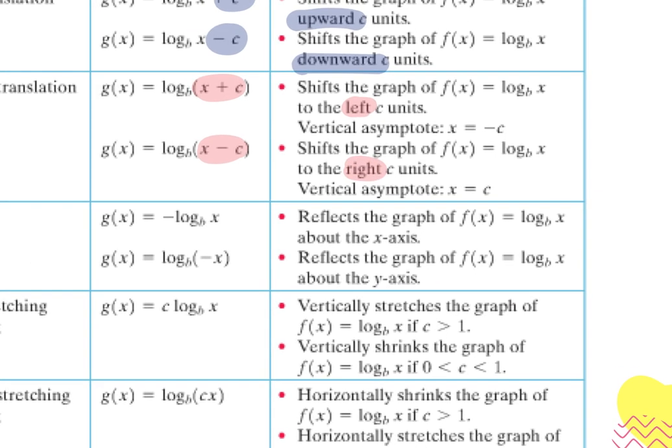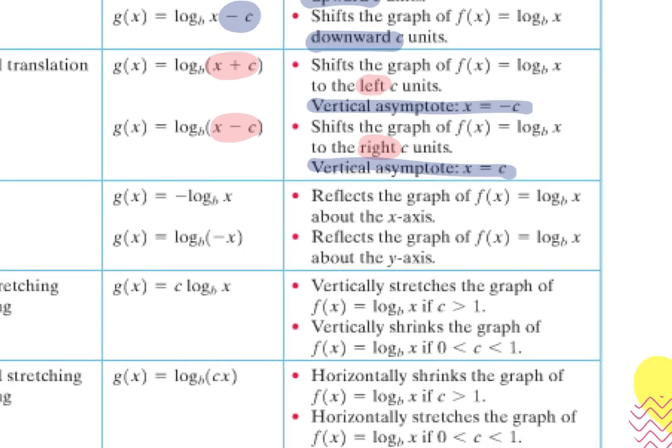This also determines your vertical asymptote. So if there is something inside the parentheses, you set it equal to 0, and that's where your vertical asymptote is. If there's nothing there, then your vertical asymptote is at x equals 0.